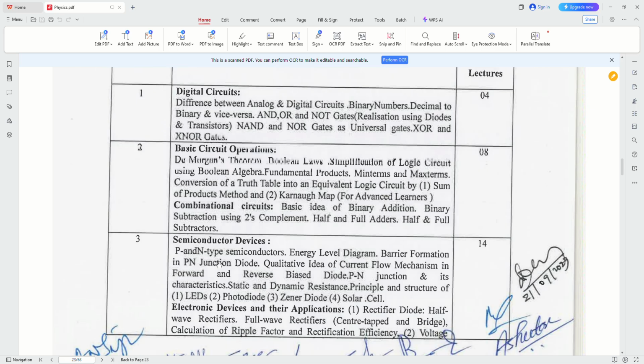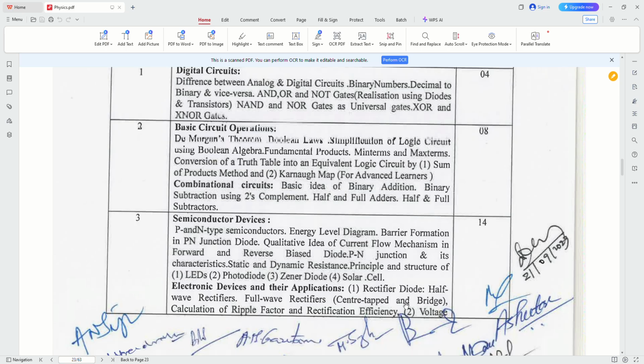Next you see semiconductor devices, P and N type semiconductors, energy level diagram, formation of depletion layer in a PN junction diode, qualitative idea of current flow mechanism in forward and reverse biased PN junction diode and its characteristics and dynamic resistance, principle and structure of LED light emitting diode, photodiode, Zener diode, and solar cells. Electronic devices and their applications: rectifier diode, half wave rectifier, full wave rectifier, center tapped and bridge, calculation of ripple factor and rectification efficiency.